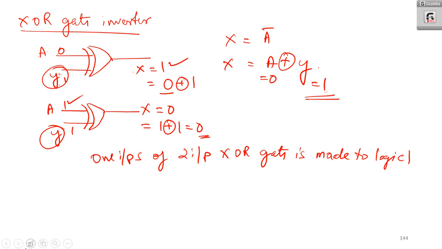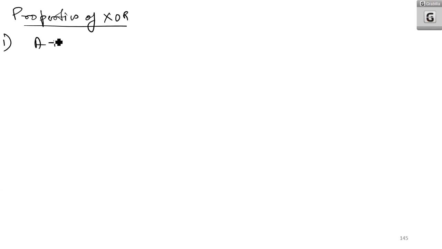Now, coming to some properties of the XOR gate. The first property is A XOR 1 is A bar, which you have already proved. When A is equal to 1, it is 1 XOR 1, which is 0. When A is equal to 0, 0 XOR 1 is 1. So you can say that this is the complement of this.